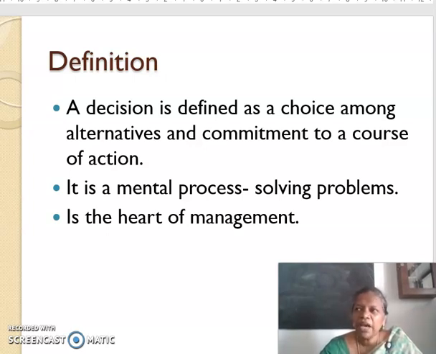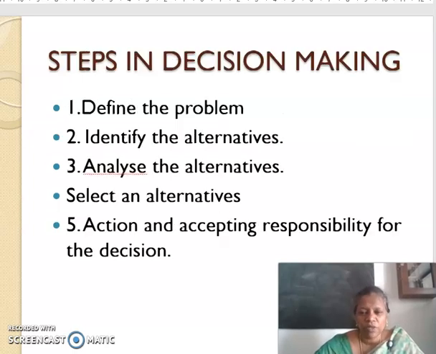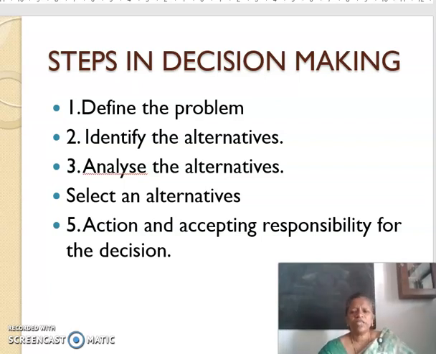When we have to do some work, we have to take a decision. So we can say that decision making is a mental process which helps us to solve the problem, and it is part of the management process also. Now we are going to see what are the steps involved in the decision making process.